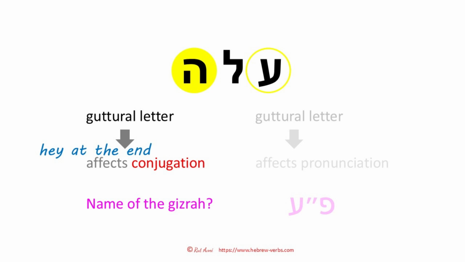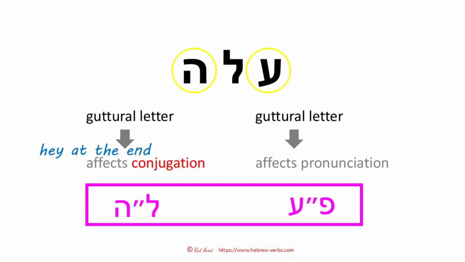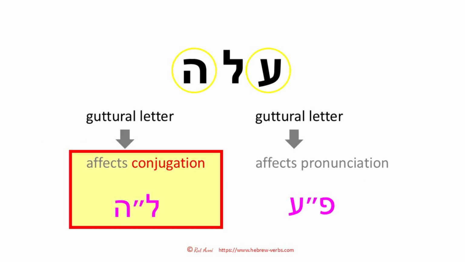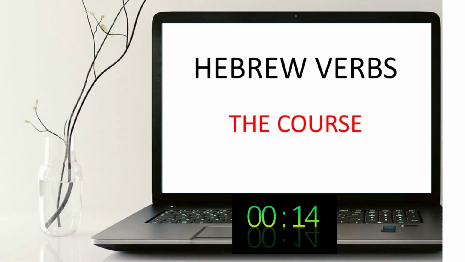It is something with hey, lamed, hey. Lamed means third root position. Okay, overview. We are here talking about a root with 2 guttural letters and therefore 2 gizrah. Where do we start? Well, let's start here because lamed hey affects the conjugation.